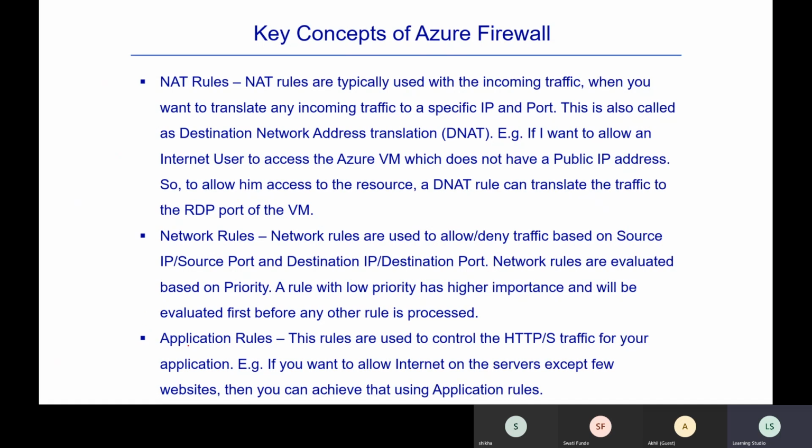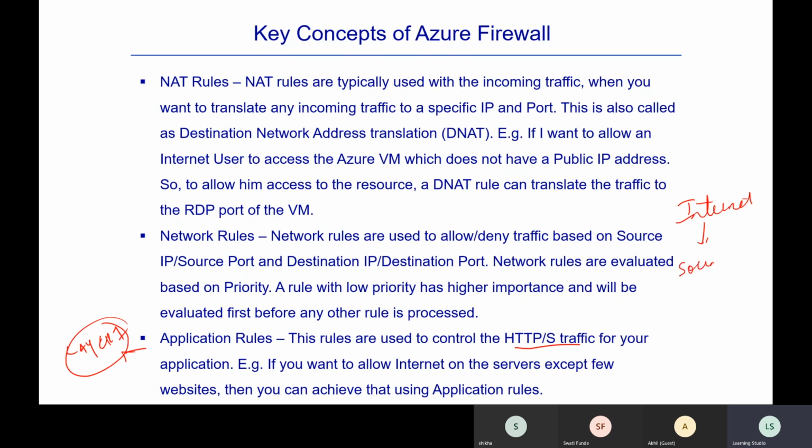And then the last one is application rule. As I said, Azure Firewall can operate at layer 7. So application rules are very specific to your application layer, which is used to control your HTTP, HTTPS traffic for your application. And I have given an example here. Let's say you want to allow internet on the servers except a few websites. Then you can achieve that using an application rule. So imagine that you want to allow the internet on all your servers within the network, but at the same time you want to block specific websites.